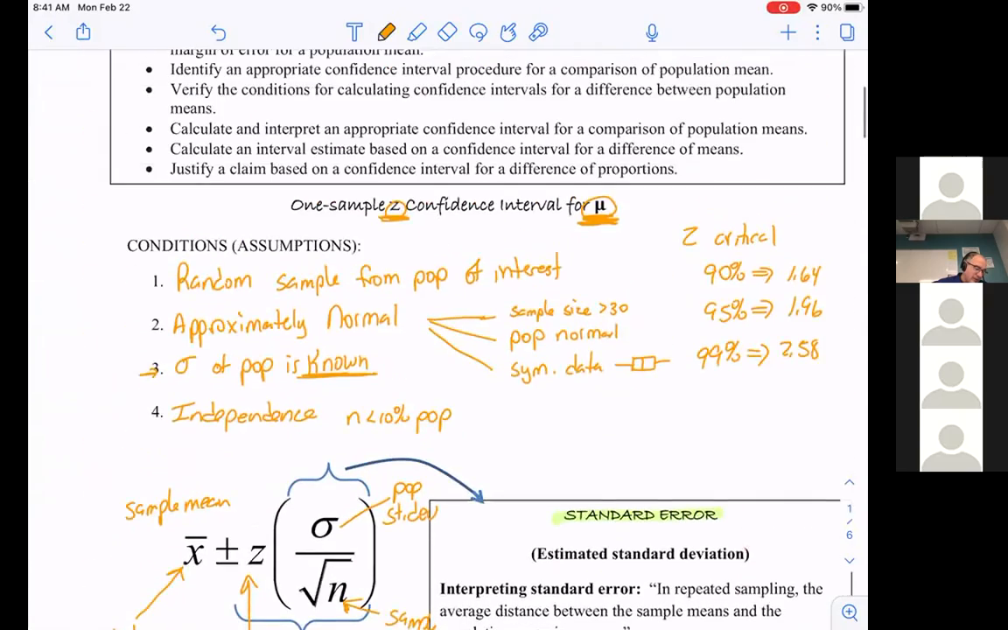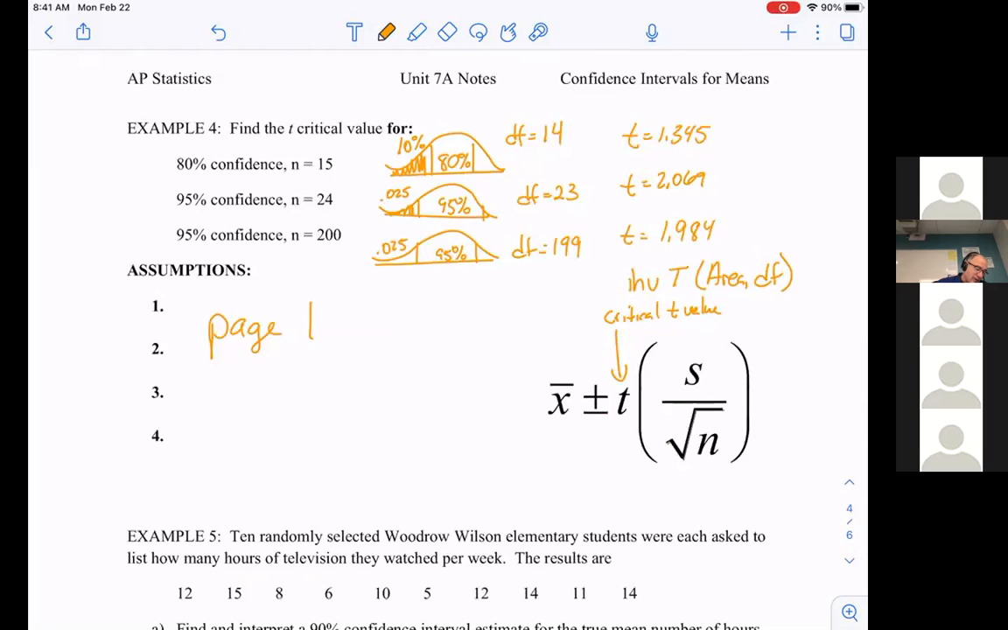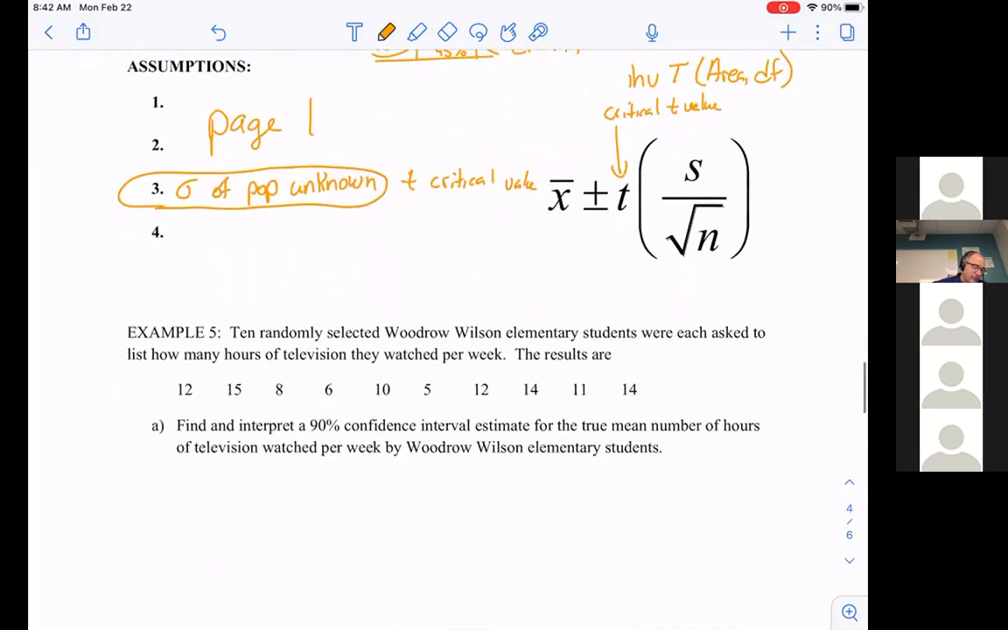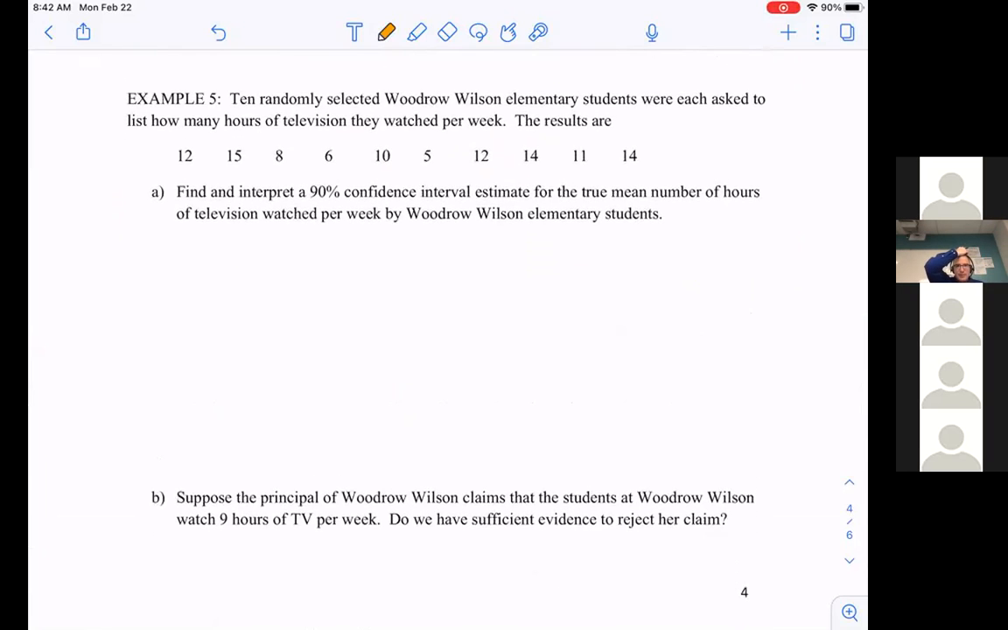Clear up here. Step number 3 was the standard deviation of the population is known. Now it's: standard deviation of the population is unknown. Everything else stays the same. So I just have to recognize that I have that. Therefore, if it is unknown, this means I have to use the T critical value. Everything else stays the same. So we have one more sample to go, and then we'll see if we are going to take time to do the activity or not.